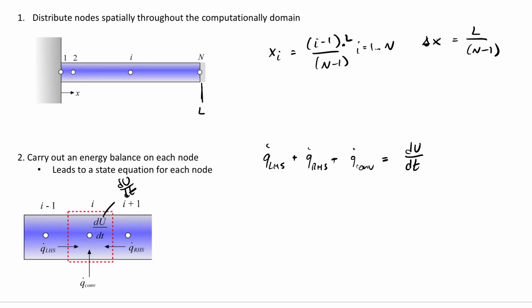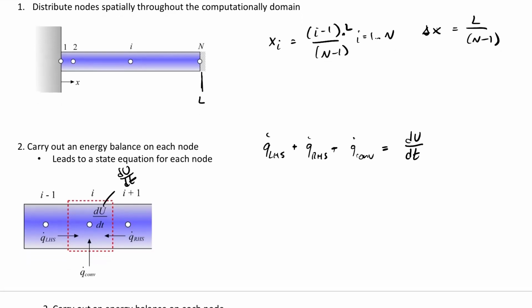Okay, so writing this out, let's write out rate equations for each of these. So Q dot left-hand side, we have conductivity times the cross-sectional area over delta X times Ti minus 1 minus Ti. That's from the left-hand side. And we said Ti minus 1 minus Ti because the arrow is going from I minus 1 to I. Okay, and then from the right-hand side, we have something similar, K A_c over delta X, Ti plus 1 minus Ti.